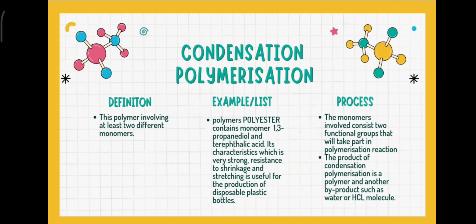Other than that, we have condensation polymerization. By definition, it means this polymer involves at least two different monomers. For example, the polymer polyester contains the monomers 1,3-propanediol and terephthalic acid. Its characteristic, which is very strong and resistant to shrinkage and stretching, is useful for the production of disposable plastic bottles. Its process consists of two functional groups that will take part in the polymerization reaction. The product of condensation polymerization is a polymer and another byproduct, such as a water or HCl molecule.